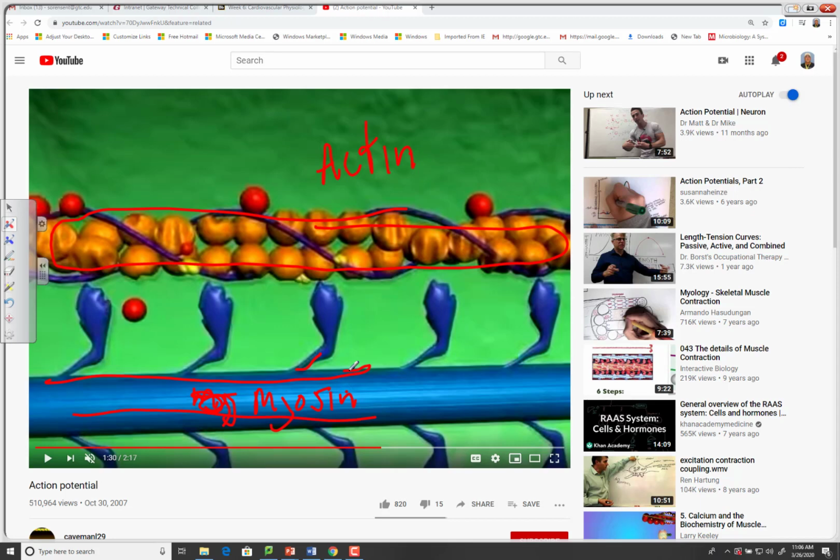And in order for a muscle to contract, what you have to do is you somehow have to connect the blue chicken leg to the partially chewed beer nuts on actin. All right? And calcium allows that to be possible.